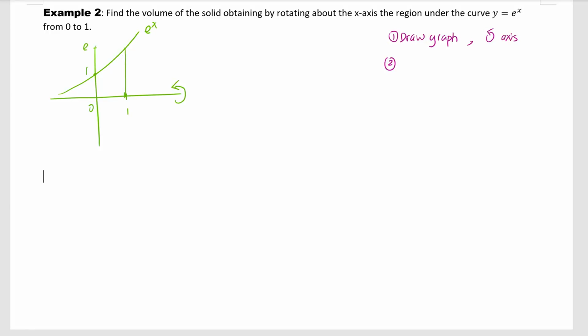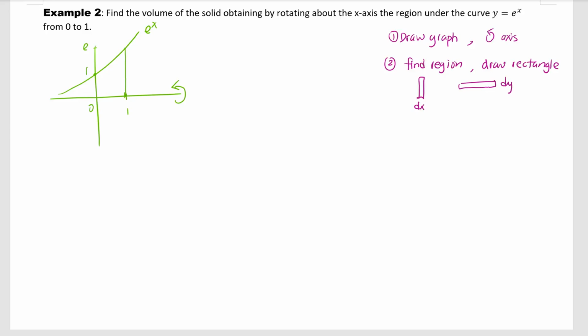Second step, you want to find the region you want to rotate. So in this case, this is the region we want to rotate, right? And next, you want to draw a rectangle. Do you want to cut it vertically? If you do, the width is dx. Do you want to cut it horizontally? If you do, the width is dy.